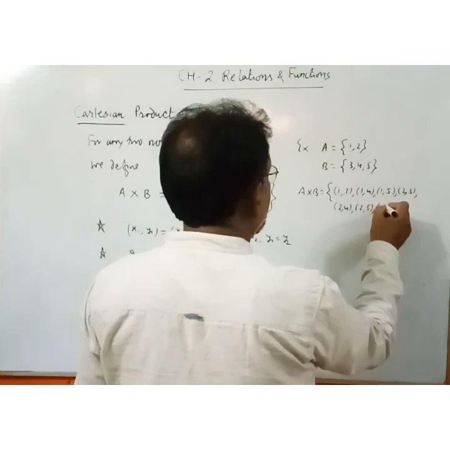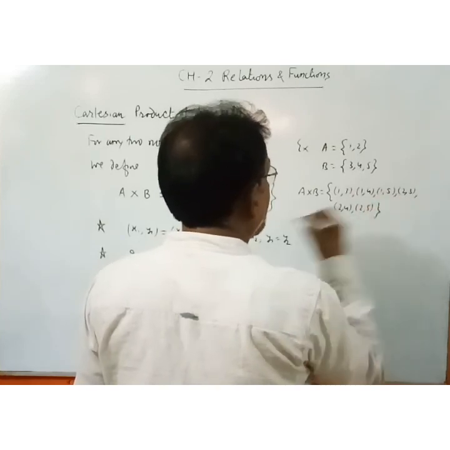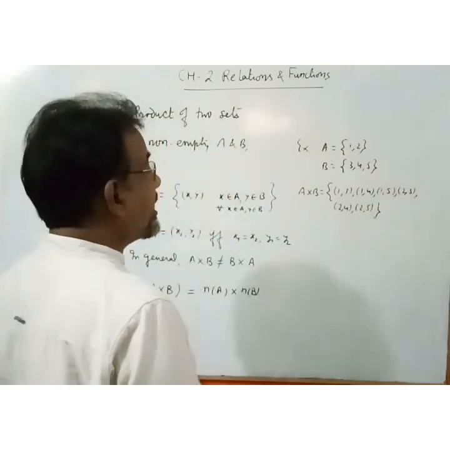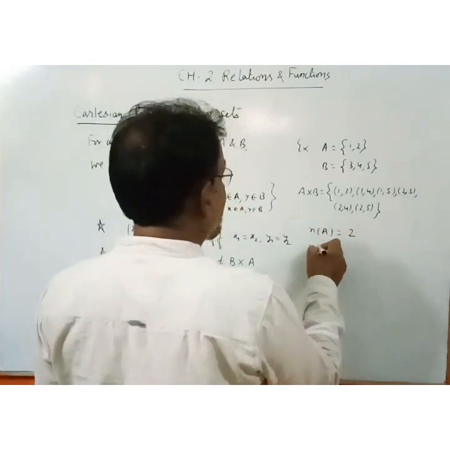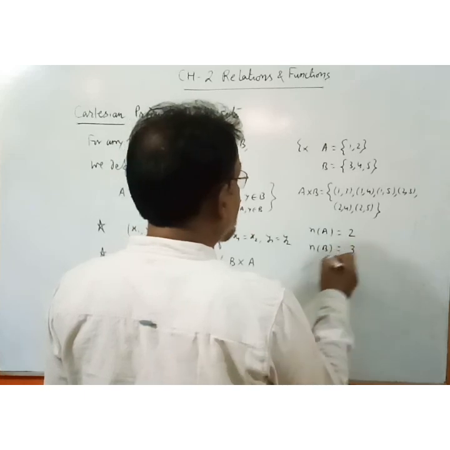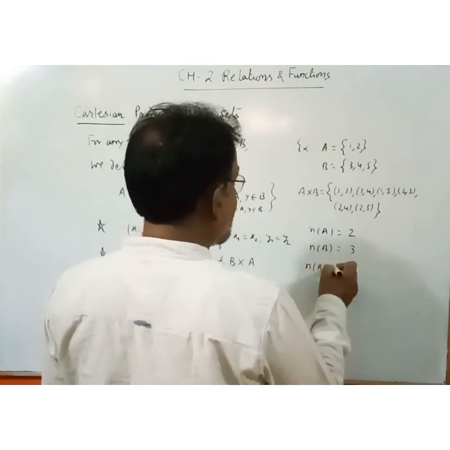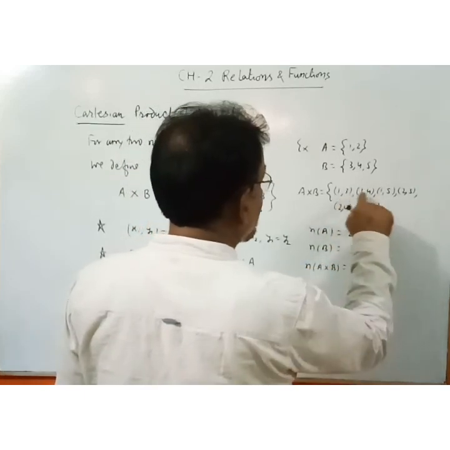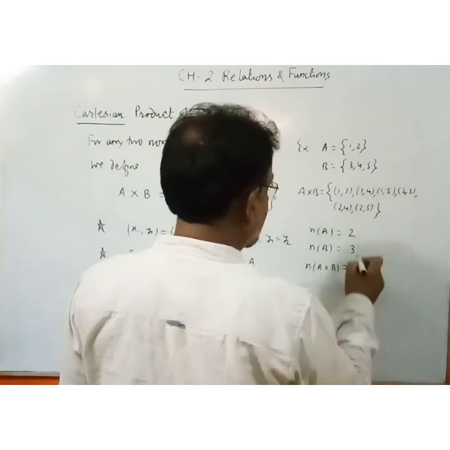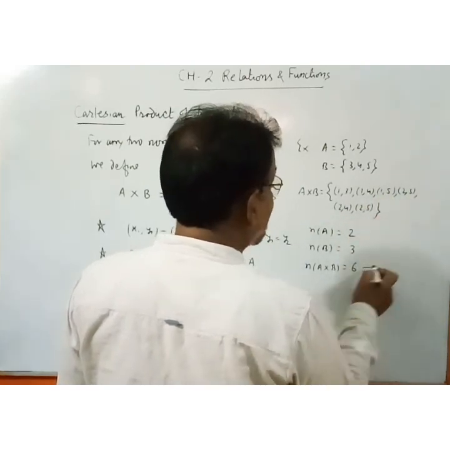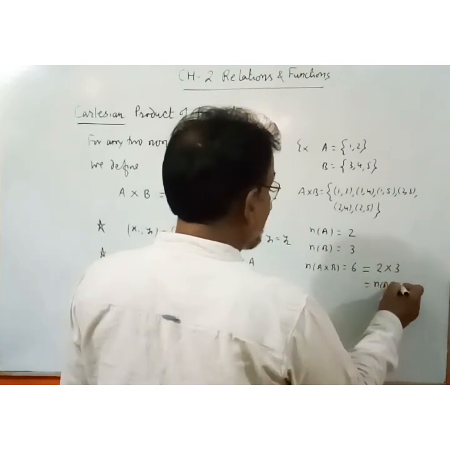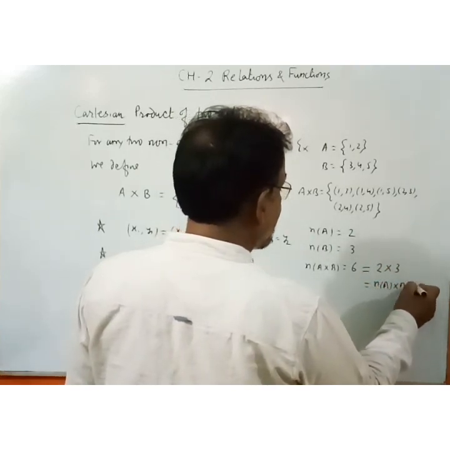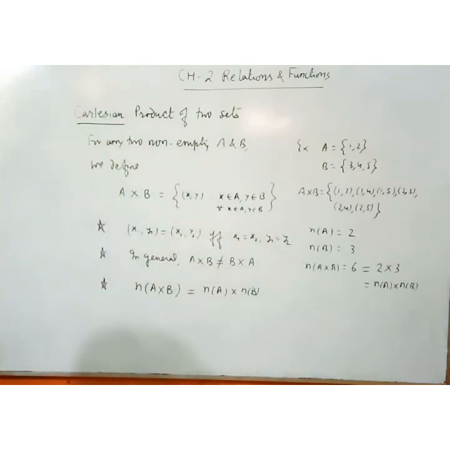Now check how many elements are there. Number of elements in A is 2, number of elements in B is 3. Number of elements in A cross B is 1, 2, 3, 4, 5, 6. How does this 6 come? 2 into 3. That is equal to the number of elements in A into the number of elements in B. This is very much clear.